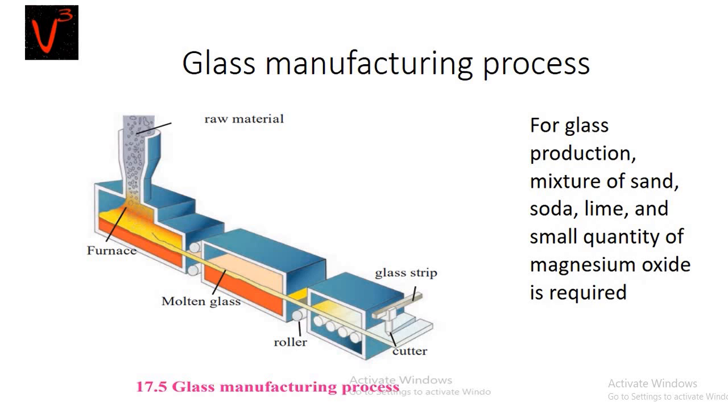When the cooking vessels were kept off the limestone, they observed that a transparent material had been formed. They thought that this transparent material may have formed due to heating together of sand and limestone. This led to the development of the technique of glass production. Therefore, for glass production, a mixture of sand, soda, lime and a small quantity of magnesium oxide is heated in a furnace.